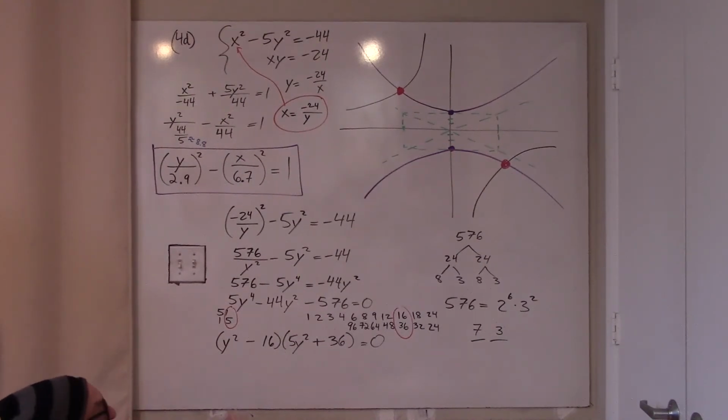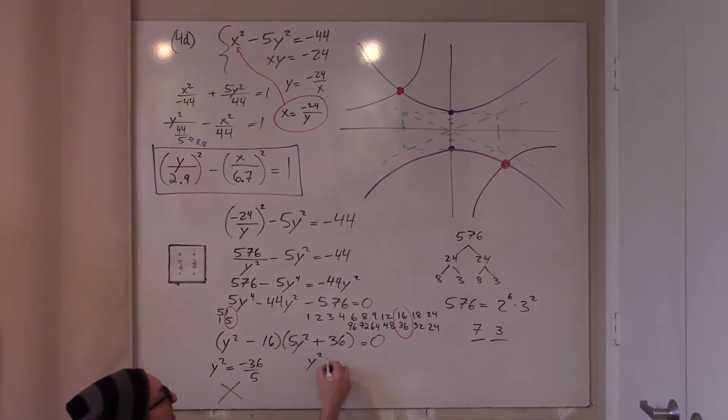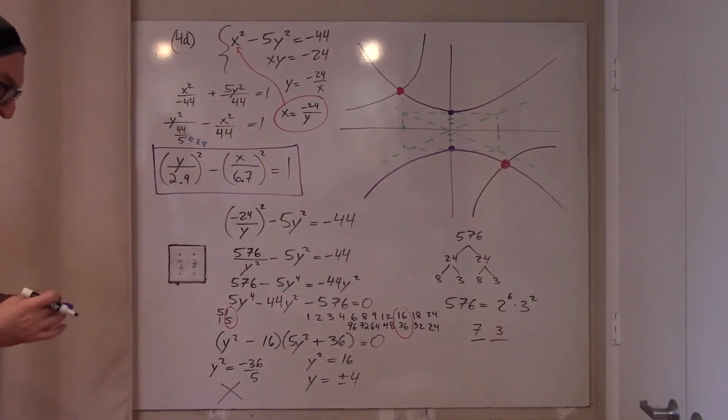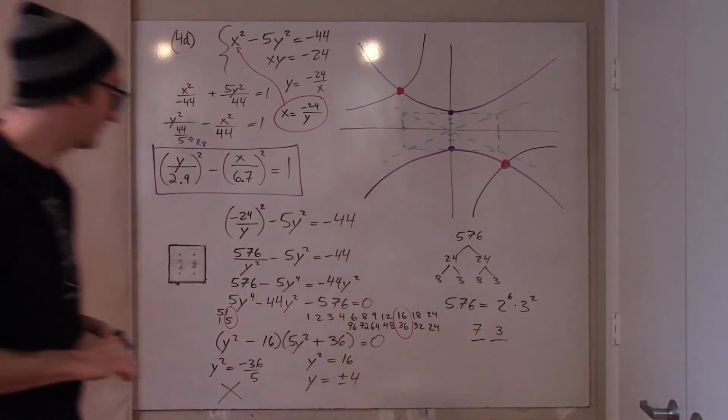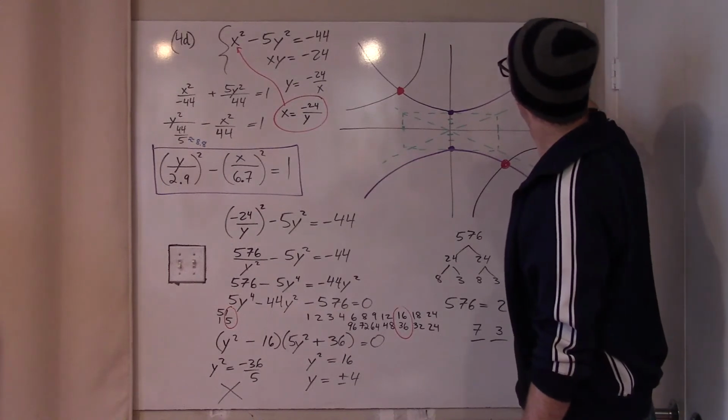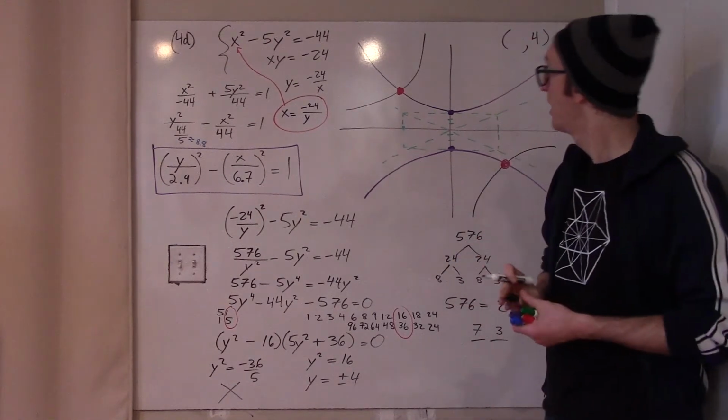All right, after much work, what have I learned? I've learned that y squared equals negative 36 fifths. No, I don't think so. Or y squared equals 16. And so indeed y is going to be plus or minus 4. And now, finishing off this problem, what if y is 4? What is x?